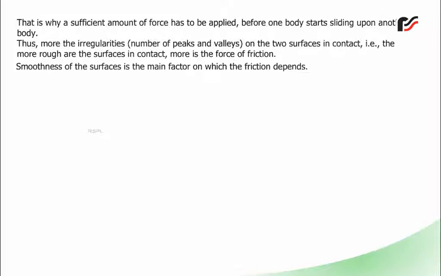Thus, the more the irregularities, that is, the number of peaks and valleys on the two surfaces in contact, the more rough are the surfaces in contact, and the more is the force of friction. Smoothness of the surfaces is the main factor on which the friction depends.